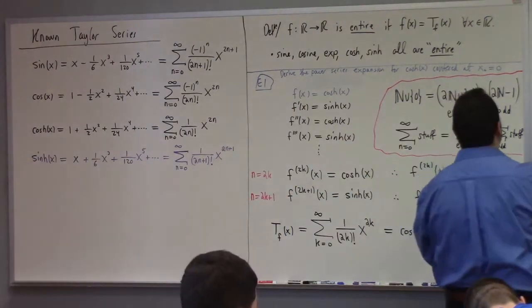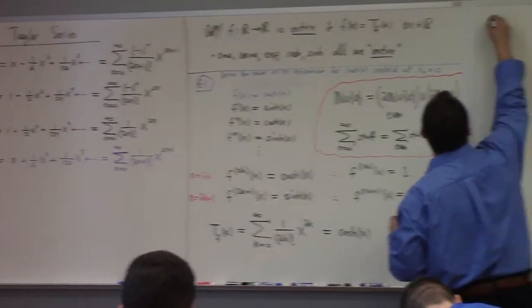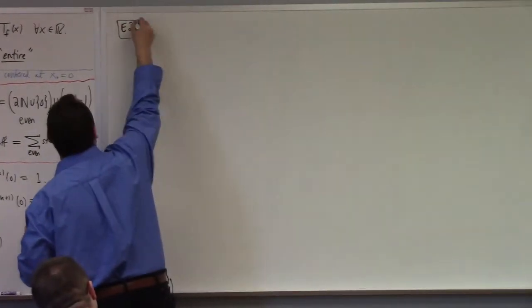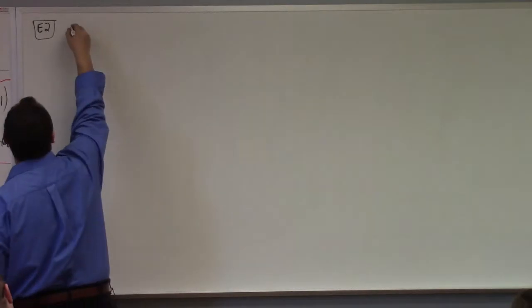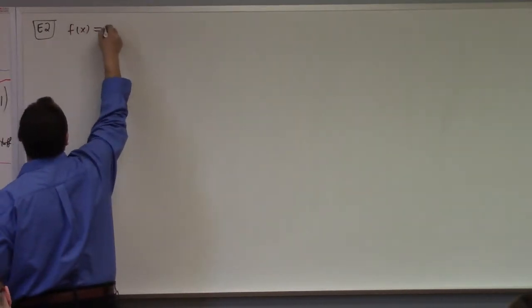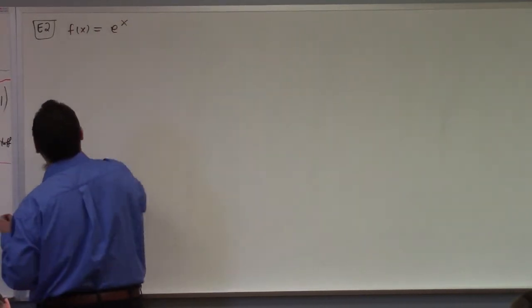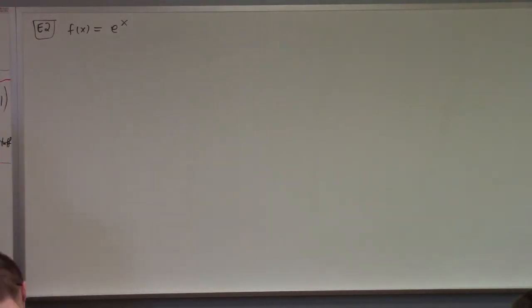This is now our 5th example, which, if I was being a better professor, we would have done to start with. So f of x equals e to the x. Let's find the Maclaurin expansion for f of x equal to e to the x.